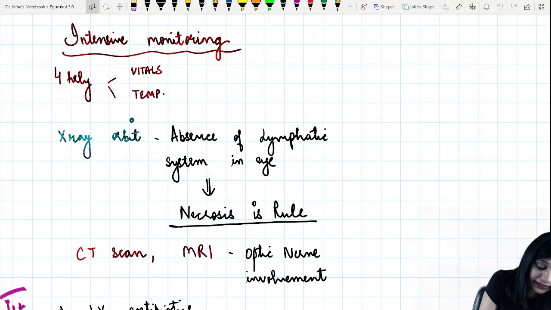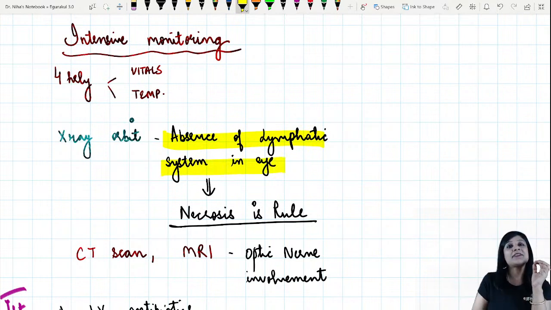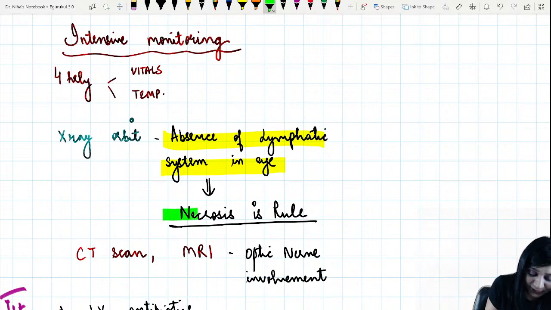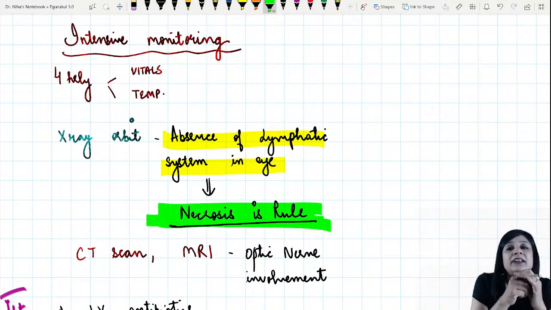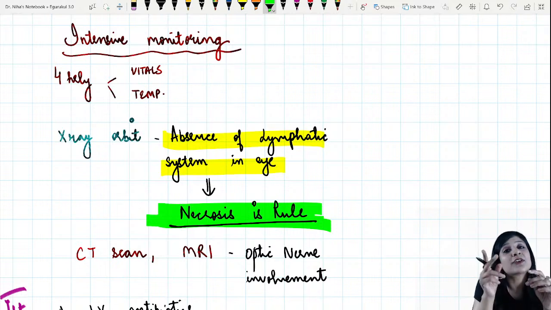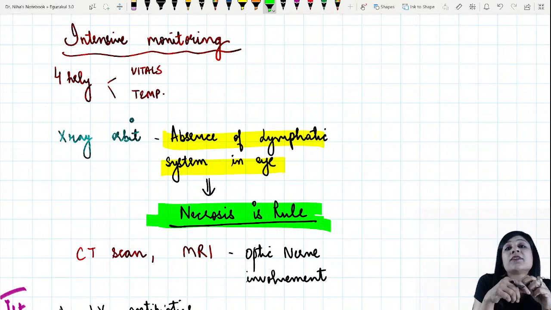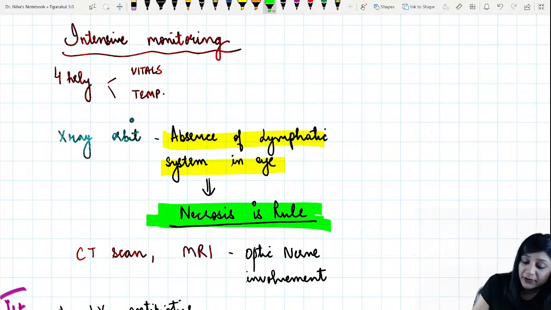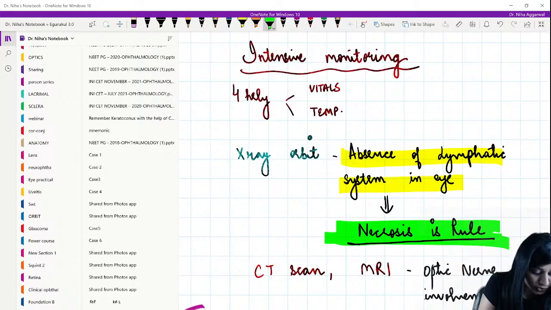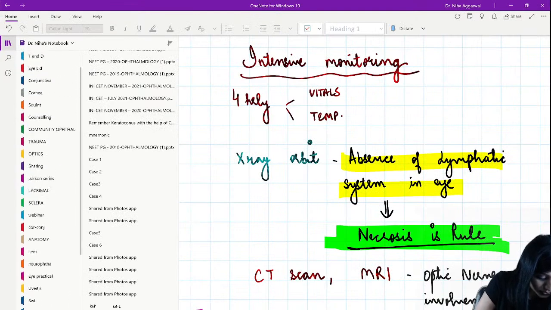Another important thing is that we do not have the lymphatic system in the eye, and we have the valvular system. So a thing which is actually golden rule is necrosis is the rule, and that is the reason why in cases of the orbital mucormycosis also we get the angioinvasion, we get the black eschar formation. Black eschar formation, you should be able to differentiate this from the black star also. I will show you that also. Just wait.